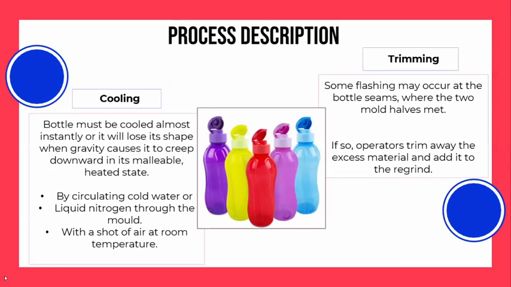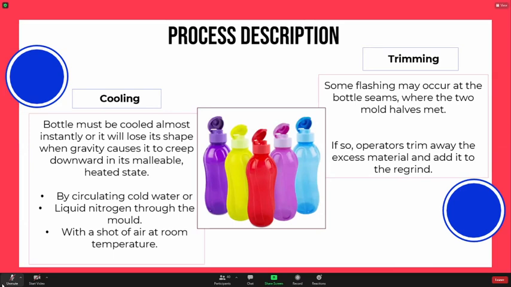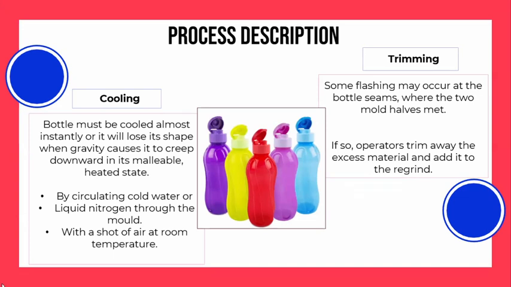And finally, the bottle is cooled, and it can be cooled by water or simply by air at room temperature. If any kind of flashing exists because of a gap or leakage in the mold cavity, it can be trimmed, and further decoration or processes can be conducted if needed.